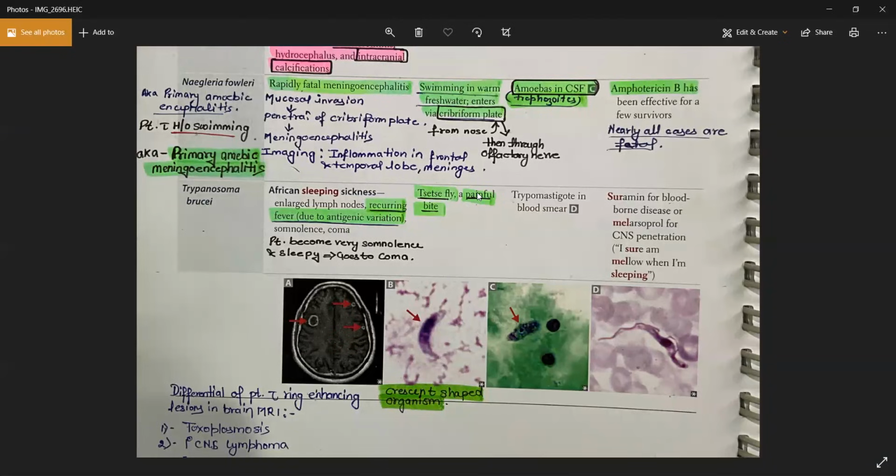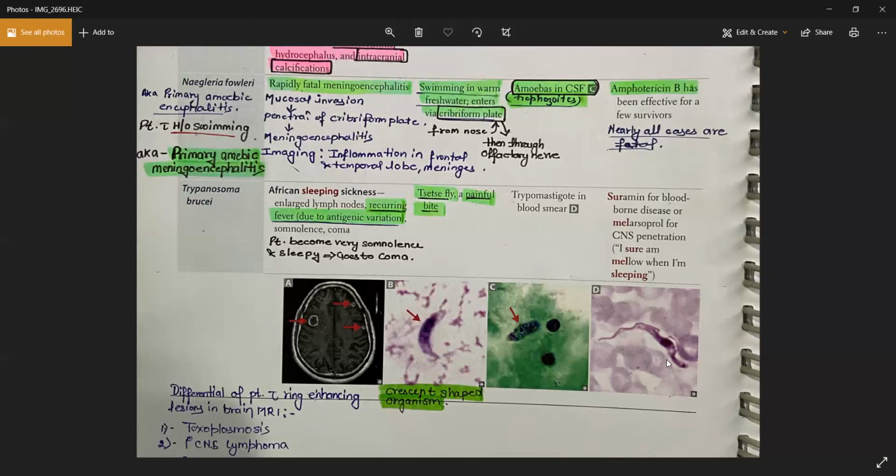And they will ask you how the patient will acquire the infection. It is by the tsetse fly. Okay, and you need to know that it is a painful bite, so the patient is most likely to remember the encounter. Okay, tsetse fly, very important. And then they will give you the diagram, the figure of the organism. And as you can see, this is the trypomastigote. Okay, and this will be found in the blood smear of the patient, the trypomastigote.